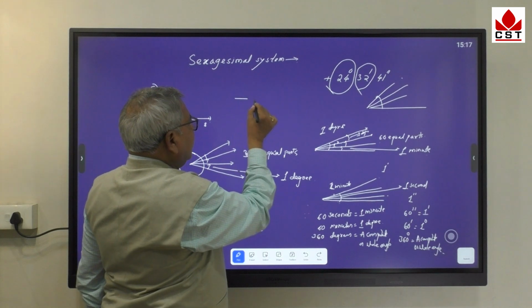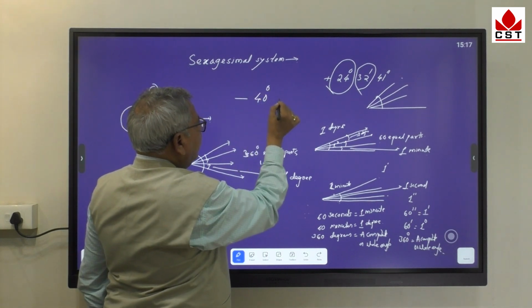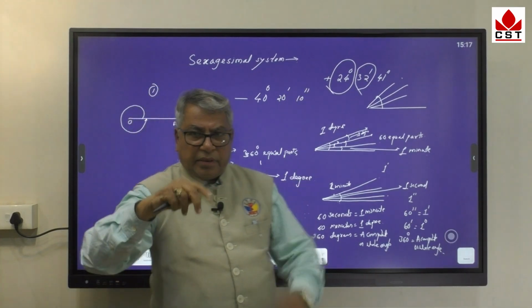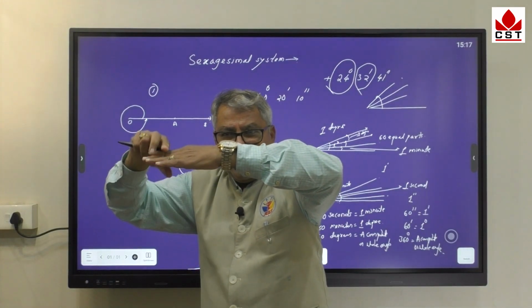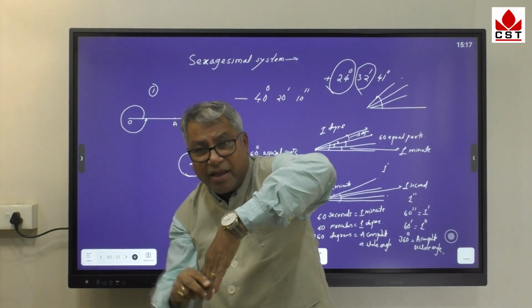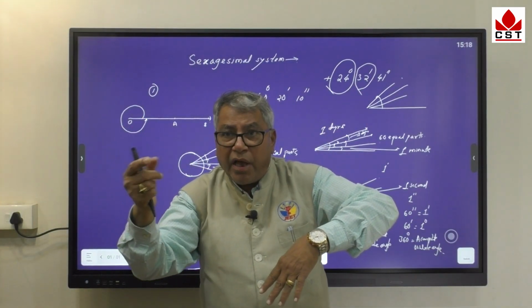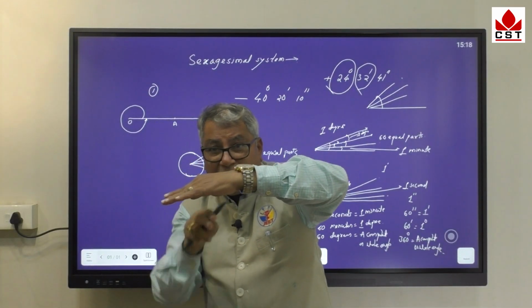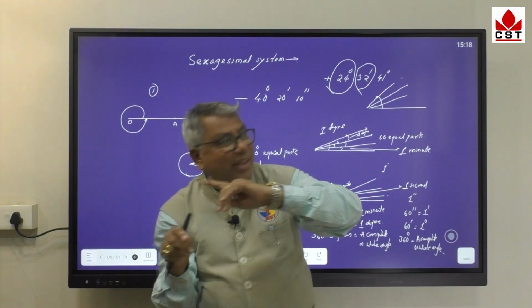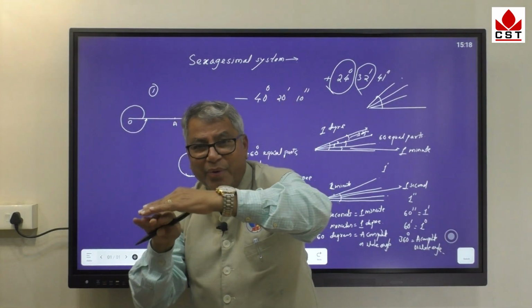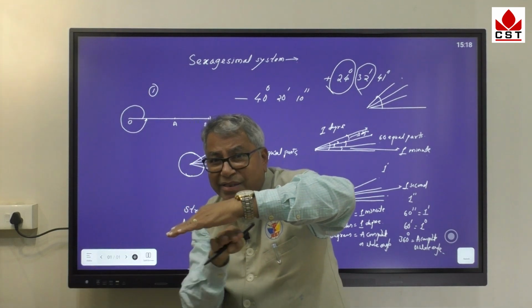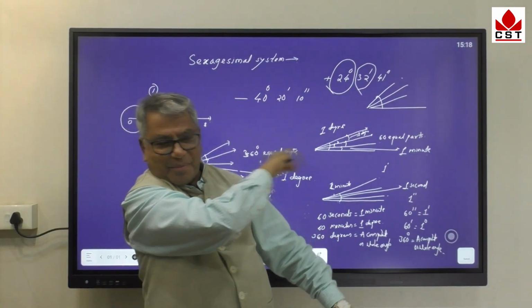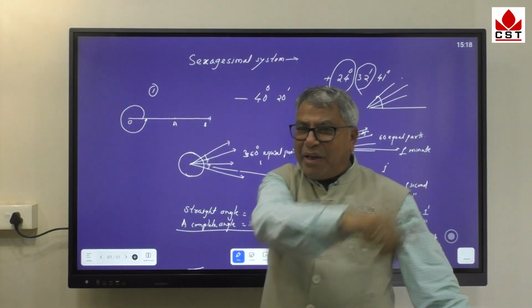One more example. Minus 40 degree, 20 minute and 10 seconds. The initial arm starts to rotate in the clockwise direction. How many parts are there? 360. How much will it complete? 40. In between 40 and 41, there are 60 equal parts. It completes only 20, not 20 to 21. There are again 60 equal parts, and in that it completes 10 parts. So this is the amount of rotation. Follow that? This is the meaning of the exact angle.